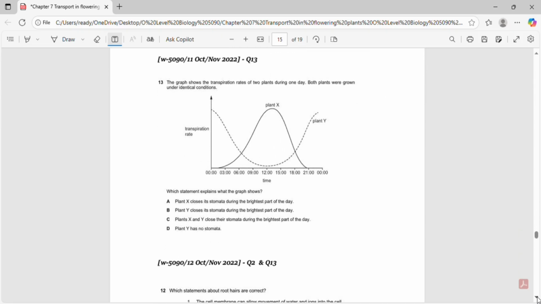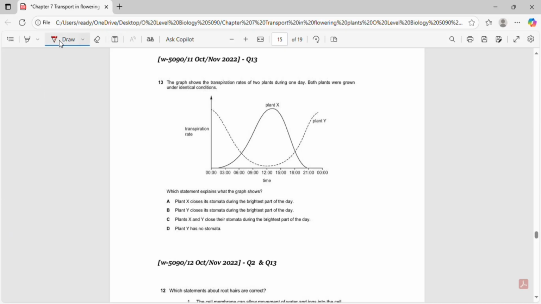Next, we can see the question which says, the graph shows the transpiration rates of two plants during one day. Both plants were grown under identical conditions. The question says, which statement explains what the graph shows? If we look carefully at what's happening, we notice the plant Y shows a sharp decrease in transpiration around the middle of the day, when light intensity is highest.